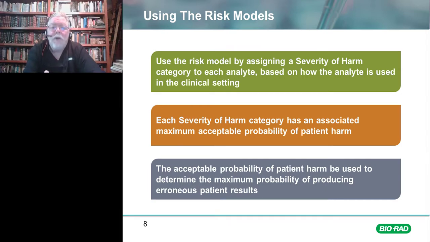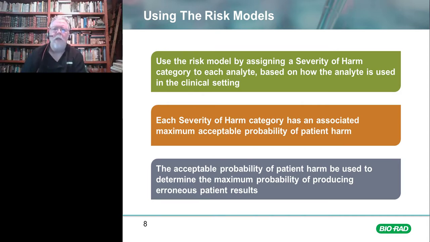And each severity of harm has an associated maximum probability of patient harm. So if we have a certain level of patient harm, of course, the greater the harm, the less our tolerance is going to be for it. And then that acceptable probability of patient harm gets used to determine just how many erroneous patient results we can tolerate.